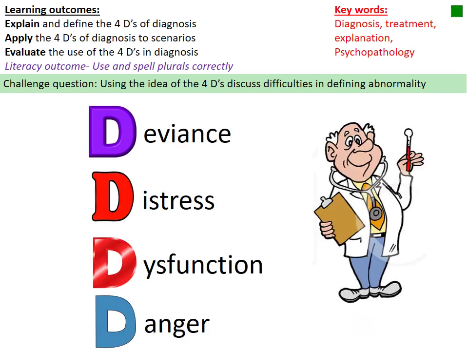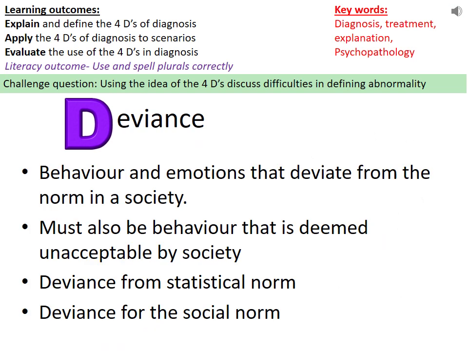The 4 Ds of diagnosis are deviance, distress, dysfunction, and danger. You have to know all 4. So, deviance. This is behaviours and emotions that are not seen as the norm in society and are therefore deemed unacceptable. We're going to look at 2 ways in which people can deviate from this: behaviour that is statistically infrequent, or behaviour which deviates from social norms and expectations.